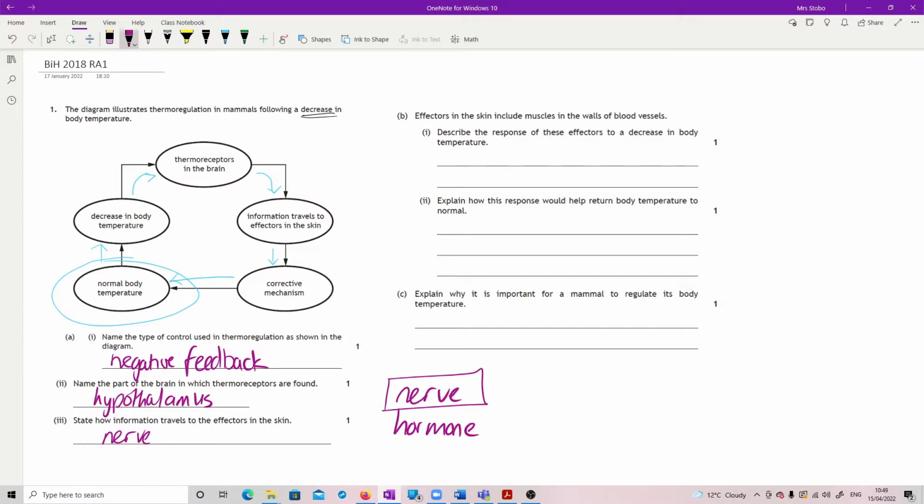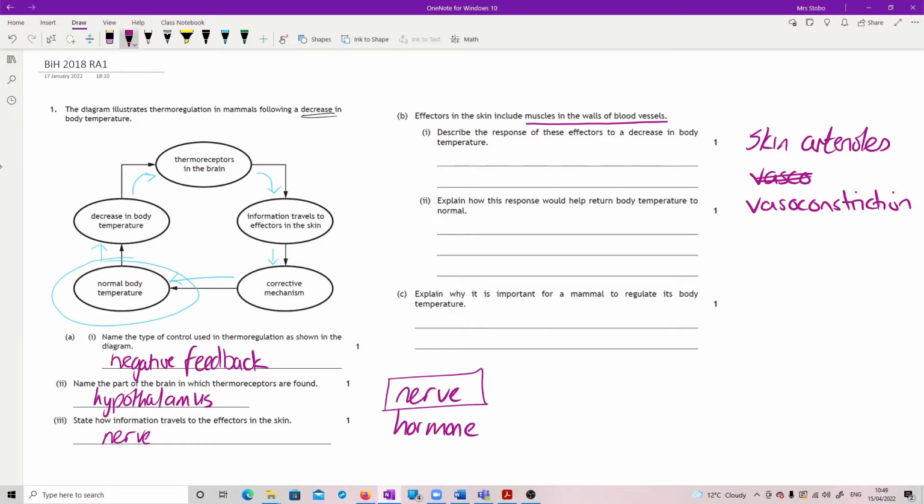Okay, effectors in the skin include muscles in the walls of blood vessels. Describe the response of these effectors to a decrease in body temperature. So muscles in the walls of blood vessels. So what you're looking at here are your skin arterioles. And what we're talking about here is, because you have got colder, vasoconstriction.